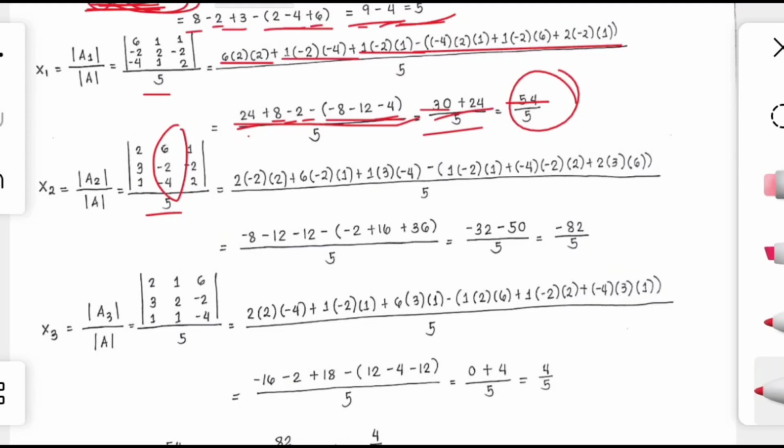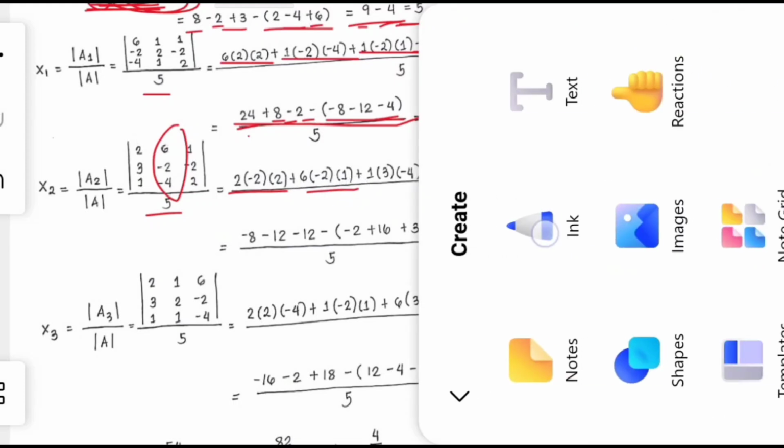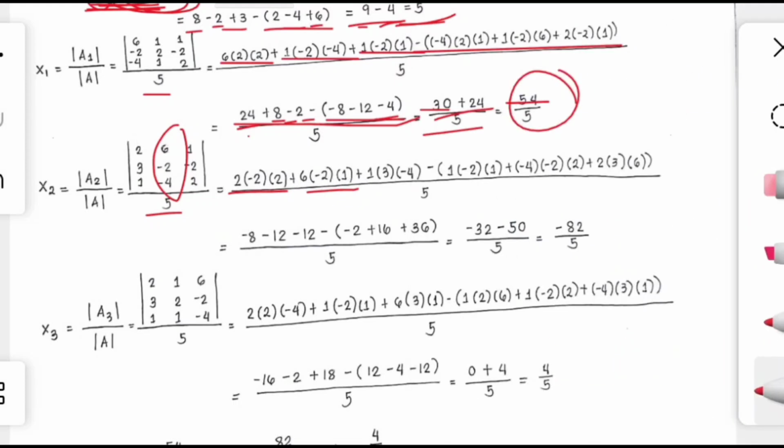in finding the determinant, we get 2 times negative 2 times 2 plus 6 times negative 2 times 1 plus 1 times 3 times negative 4, minus the quantity of here: negative 1 times negative 2 times 1 plus negative 4 times negative 2 times 2 plus 2 times 3 times 6, all over the 5.